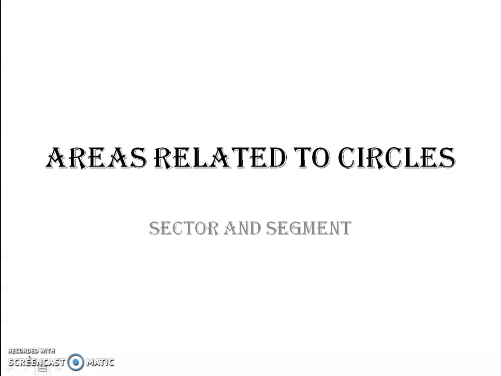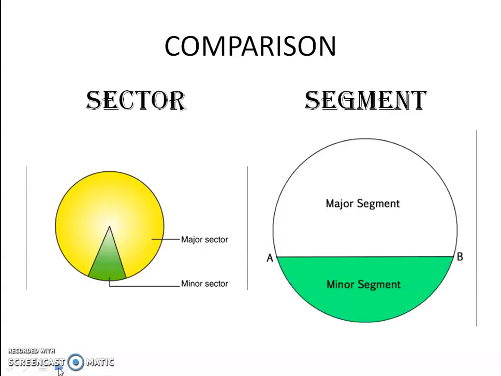Today we are going to deal with the topic sector and segment in the chapter areas related to circles. Let's see what are sectors and segments of a circle. From the figure, you can see what is the difference between sector and segment. Here you can see the sector is the portion enclosed by two radii and an arc. But what is segment? Segment is the portion enclosed by a chord and an arc.